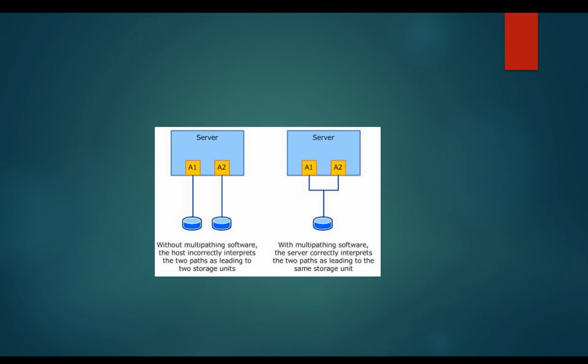Now here's a basic picture. We have a server and multiple paths to a LUN. The paths are A1 and A2. Without multipathing, the host will incorrectly interpret the two paths leading to the storage unit, and this could result in a blue screen. With multipathing software, the server will correctly interpret the two paths leading to the same storage unit. All the paths are managed in the MPIO driver.